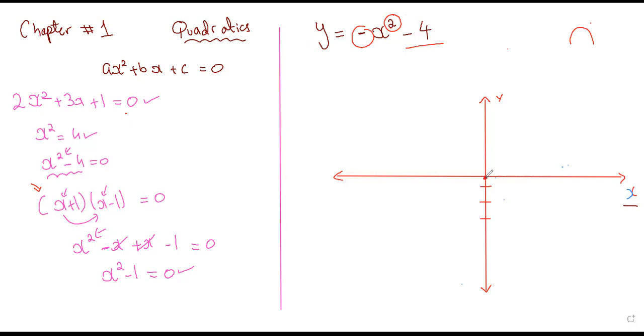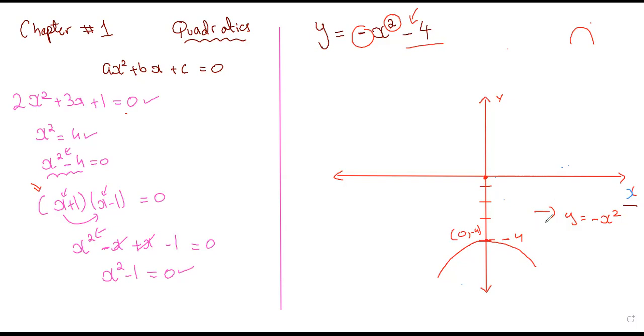So if this used to be my point for y equals minus x squared, what will happen for this? This point will again drop 1, 2, 3, 4 units and will become this. Again, the coordinates of this point are (0, -4). And the thing which is very important is that now this parabola is not passing through the x-axis.